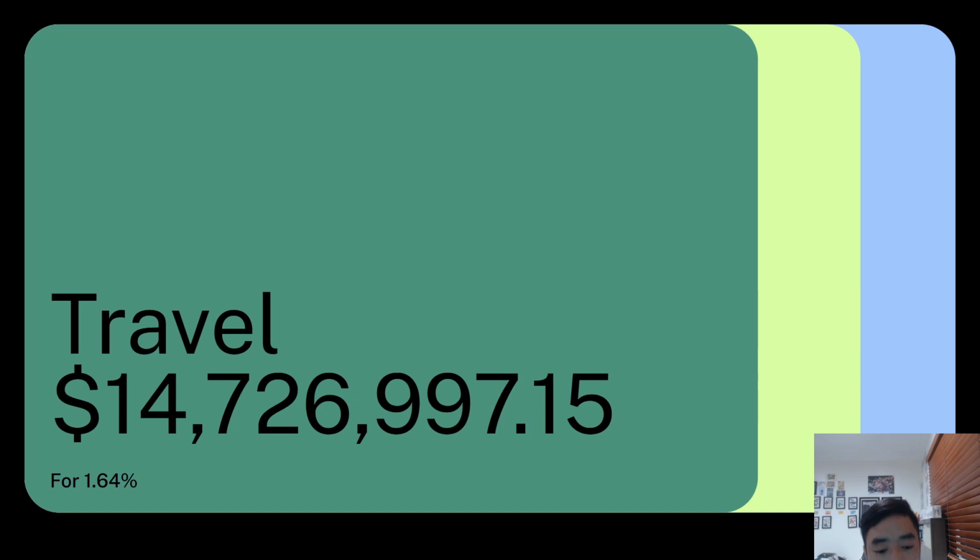Let's see, travel. So how she traveled, $14,726,997 for 1.64% of the total spending. Notable counterparties were mainly private jets and regular airlines. But I think private jets was the top spender for travel.